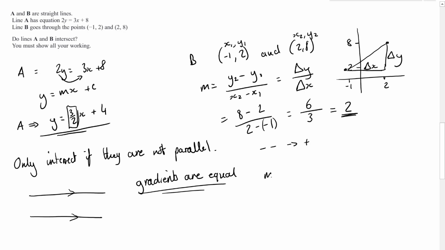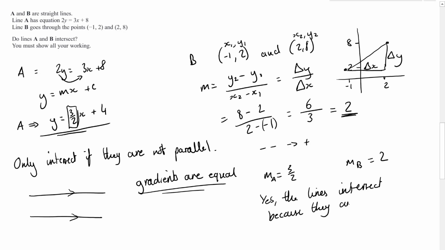And therefore, if my gradient of A is 3/2, but my gradient of B is 2, they are not parallel. And so we say, yes, the lines intersect because they are not parallel.